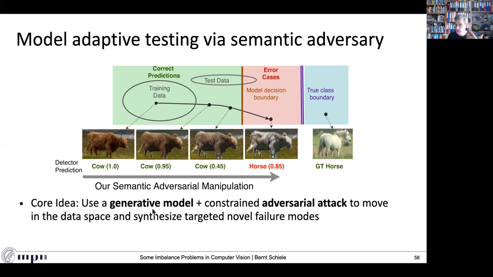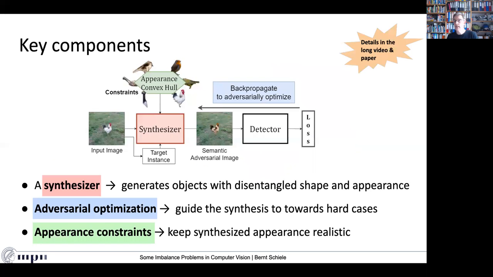The way we do this is with a generative model combined with an adversarial attack on my classifier. That's a very high level view of this approach, and there is a 2-minute and a 10-minute presentation on the ICCV conference webpage, because it's an oral paper at the conference. It has three main components. From an input image, we want to synthesize examples of the same class, in this case the bird. The synthesizer separates the shape and appearance of that object.